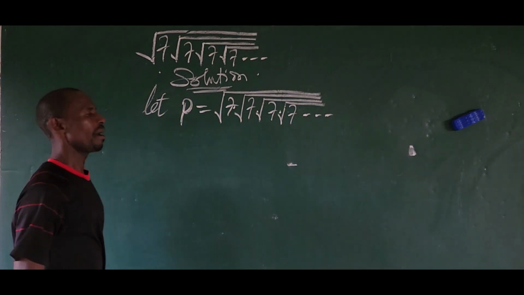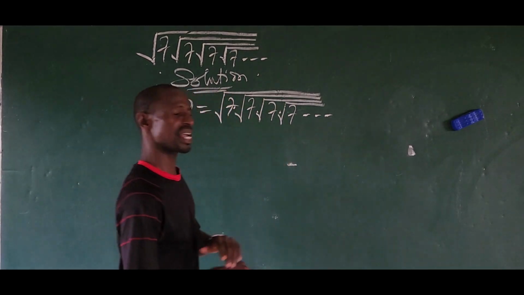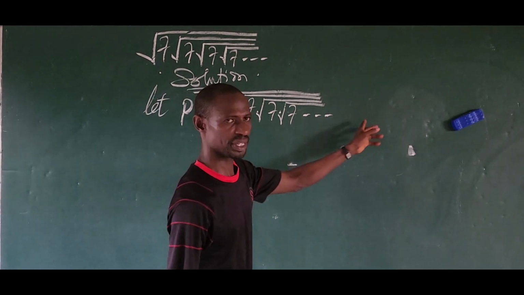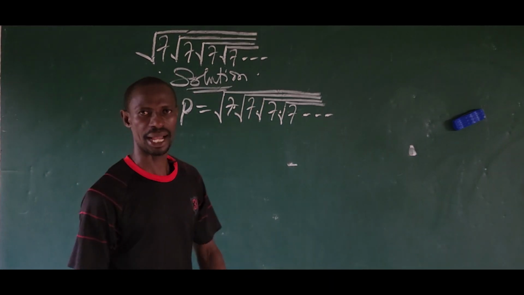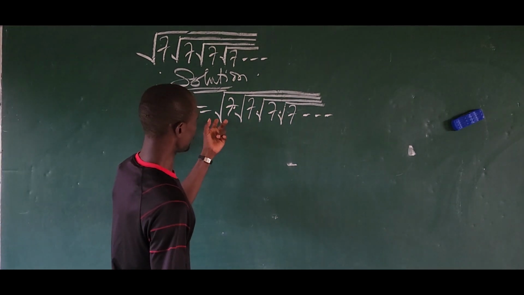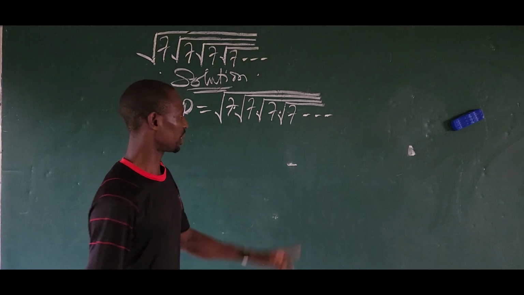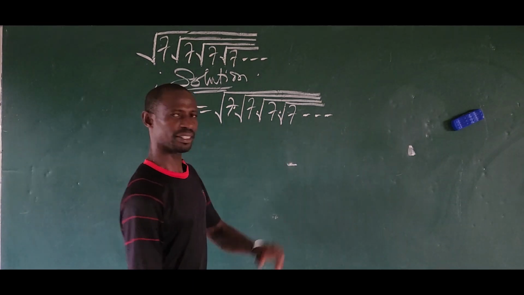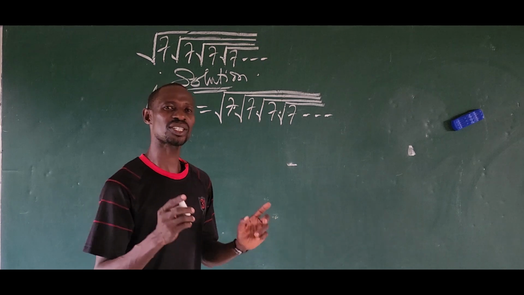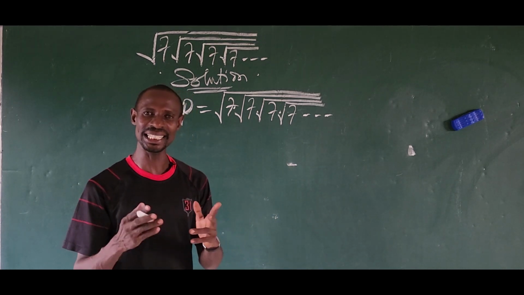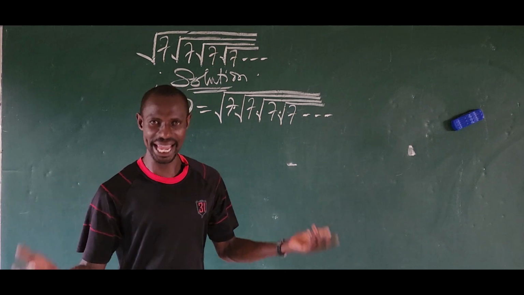Okay, so if we are saying let p be equal to everything we have here, even as this goes to infinity, this is a square root radical. So we have to eliminate this first one, and eliminate the second one, eliminate the third one, eliminate the fourth one, eliminate the fifth one, down to infinity. Doing that, we keep solving till thy kingdom come, because infinity does not have an end.